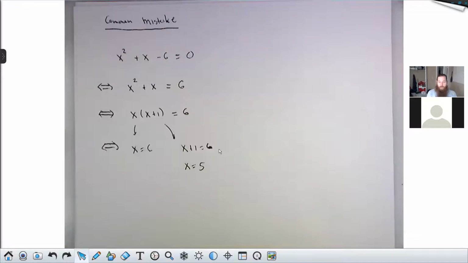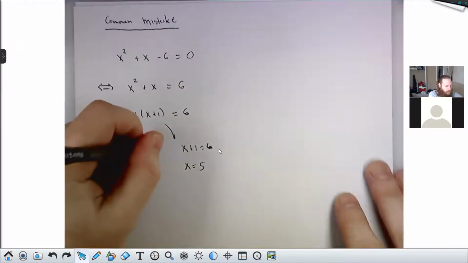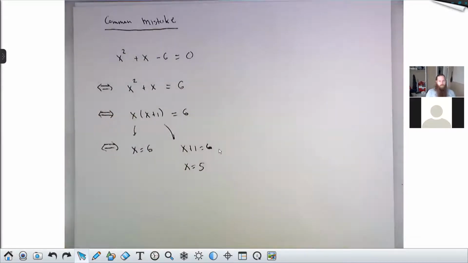There is a logic error here, and I'd like you guys to help me find it. It's not an algebra error, right? The adding the 6 over, factoring, all of the algebra there is correct, but there's a logic error somewhere. I'd like you guys to help me identify the mistake.